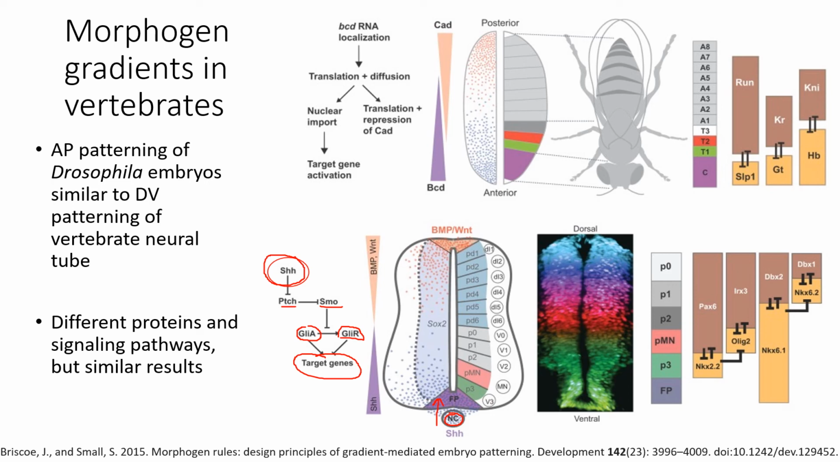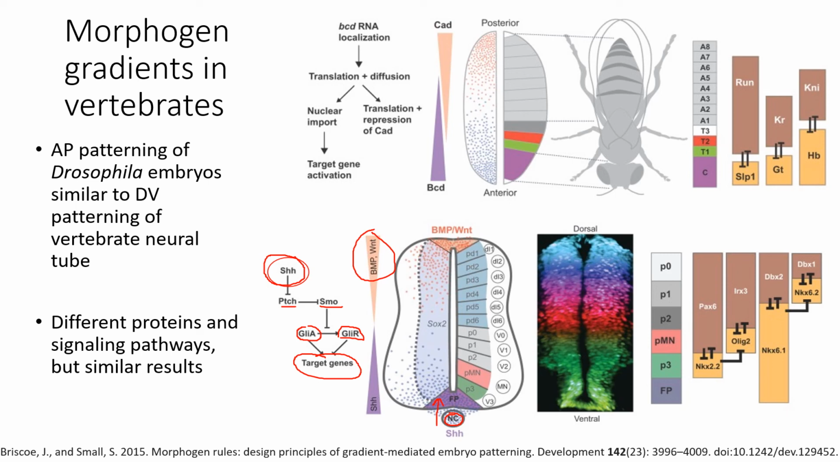Now, this entire gradient is opposed by a gradient of two signaling molecules, which are here as BMP, or bone morphogenic protein, and WNT. And these are generated at the dorsal side of the neural tube. So just like in the Drosophila embryos, there are two gradients coming from opposite sides, and they both work to establish an axis.